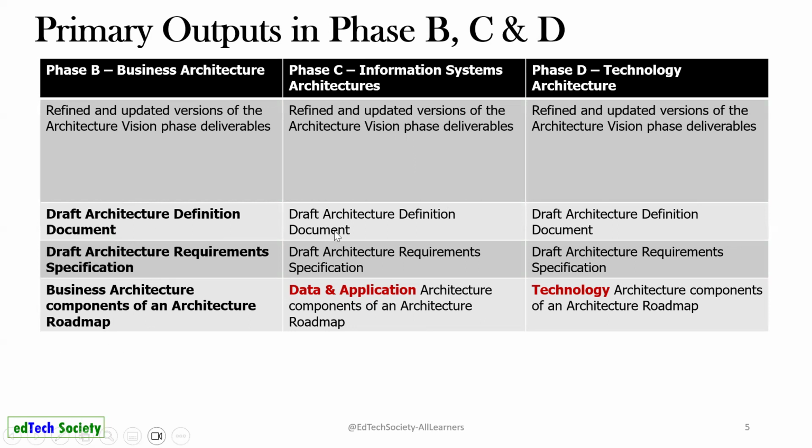And as you can see, from B to C and C to D, the difference is basically the data and application architecture components and the technology architecture components. So that's the only delta. Other than that, it's almost the same. If you can remember the primary outputs for phase B business architecture, it will be easy for you to understand and remember phases C and D for the rest of the journey.